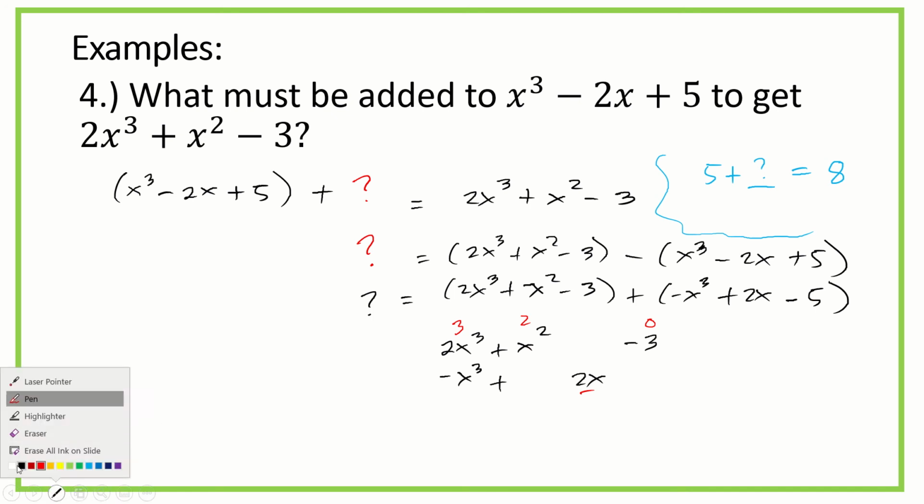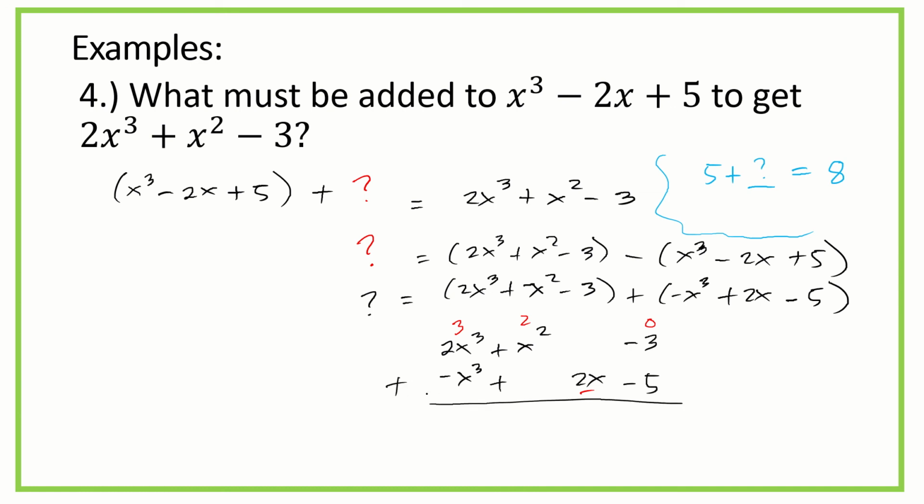So, minus 5. So, mag-a-add na tayo. 2 plus negative 1 is just 1 x cubed. No need to write 1. X squared plus 2x. Negative 3 plus negative 5, negative 8. So, this is now our final answer.